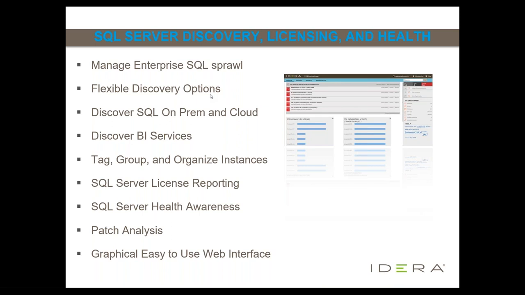But also we built on that to discover both on-prem and cloud-based instances. So if you have instances now out in Amazon or Azure, we can also discover them. Also, a lot of our customers wanted to know where BI services were located. So we have that flexible option now. If you select a little checkbox in the settings, you're able to pull that type of information.